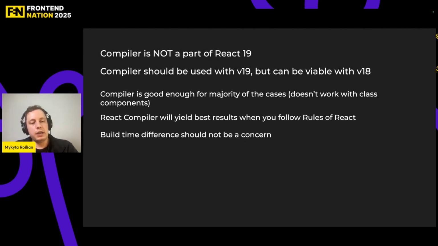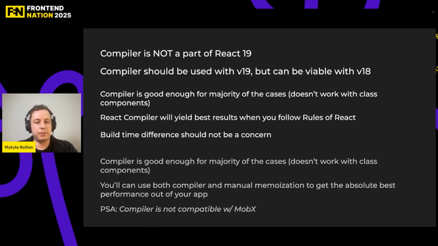And I was concerned about build time difference. I thought that Compiler would take substantially longer to build projects, and as you saw, sometimes it even helps. So build time difference should not be a concern when thinking about Compiler. And yeah, in my honest opinion, Compiler is good enough for the majority of use cases. And you can use both Compiler and manual memoization to get the absolute best performance out of your app.